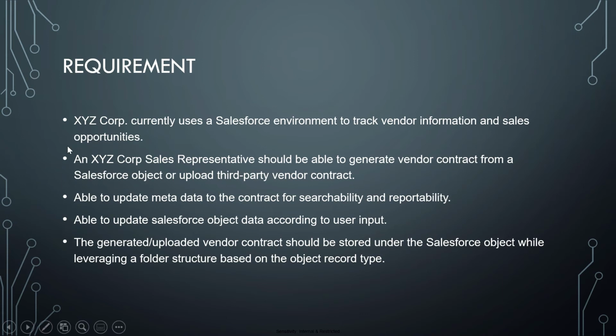And also it needs these four main features to be included in this project, where the sales representative from this XYZ corporation, when he is requesting for a contract, he should have two options. One is he can request for a new contract to be generated, or he can upload the third party contract if he already has that contract.